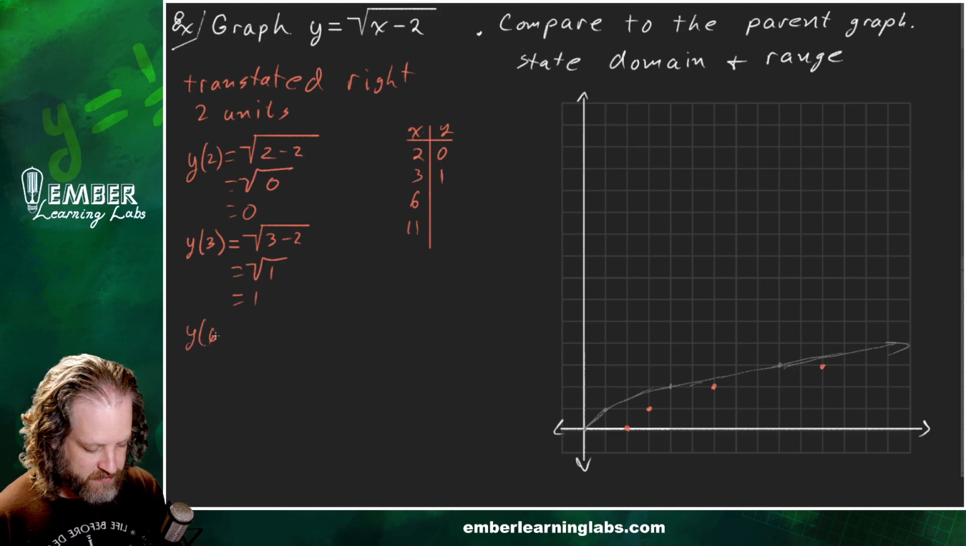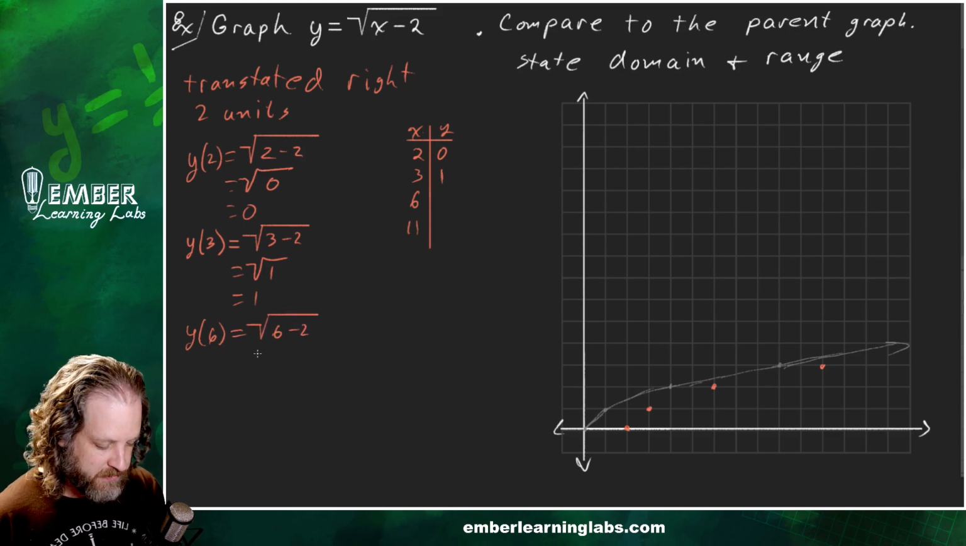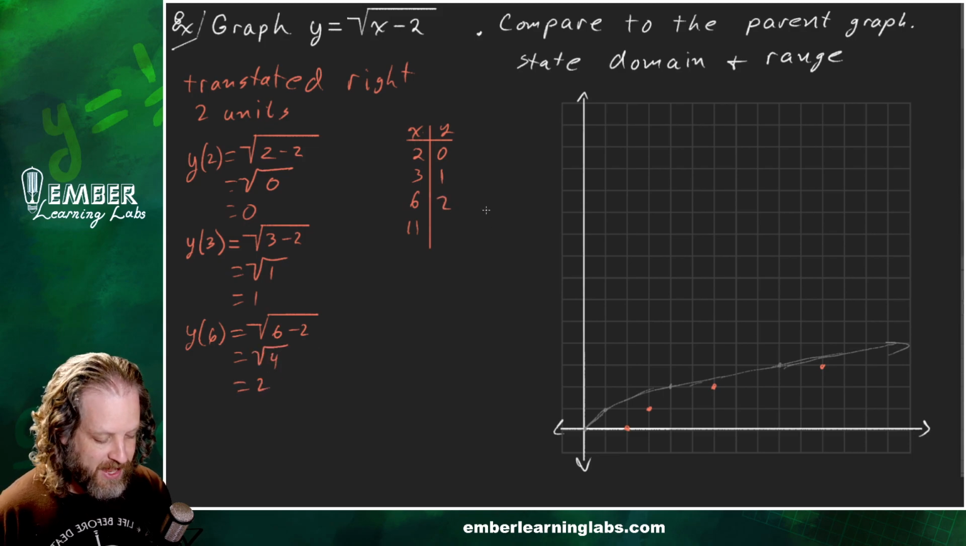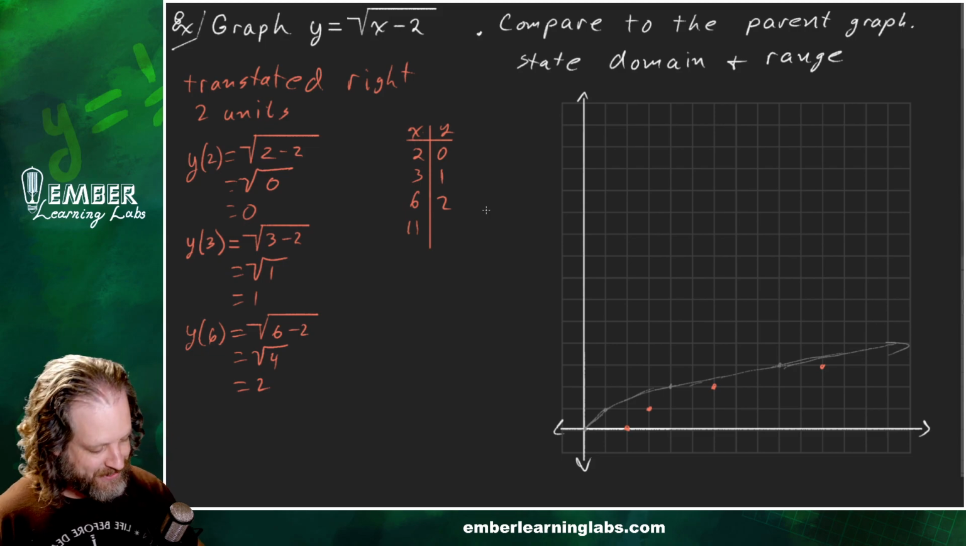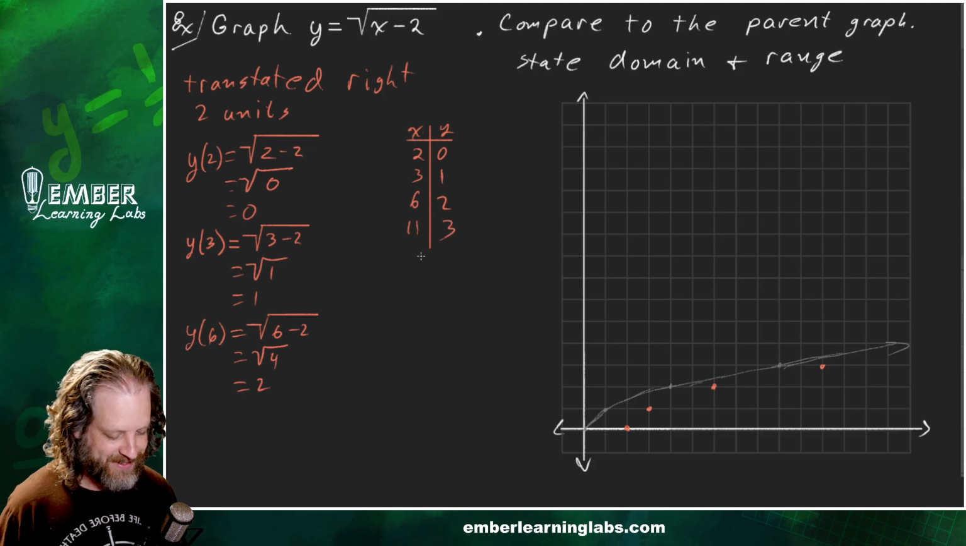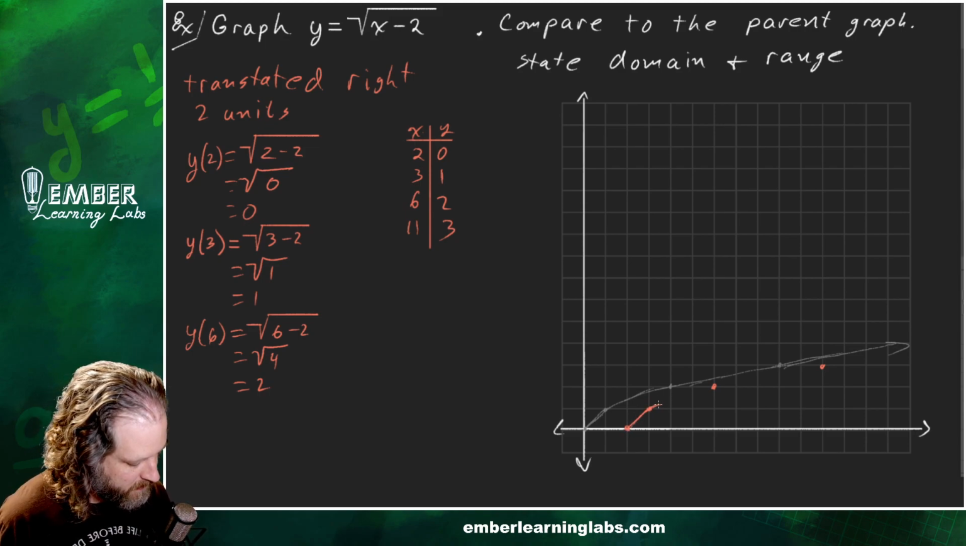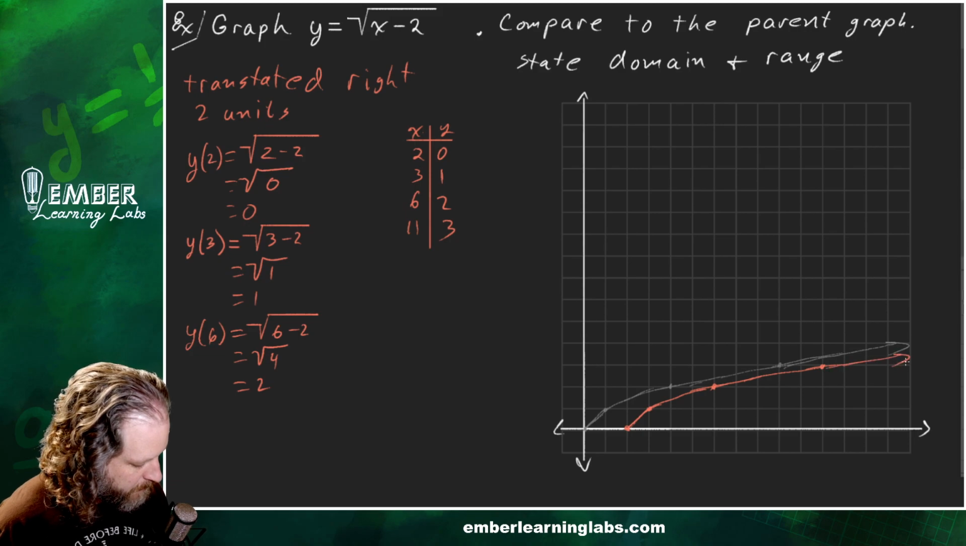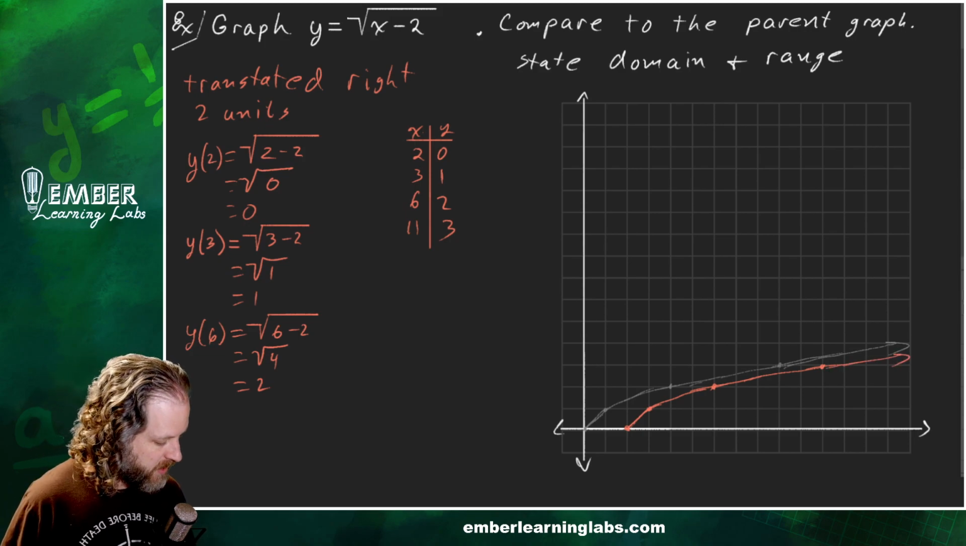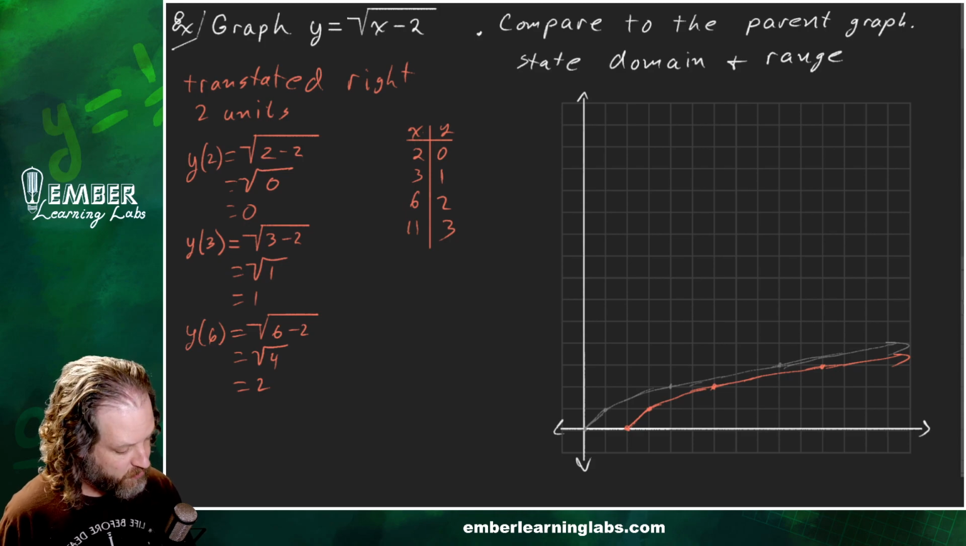Y of 6 would be the square root of 6 minus 2, which is the square root of 4, which would equal 2. And it's going to work, right? So this next one's going to be 3, right? We've kind of made our point, right? So then that's what this is going to look like. The same as the parent, but shifted 2 units to the right. Very good. We got a couple more left, and then we will be through.